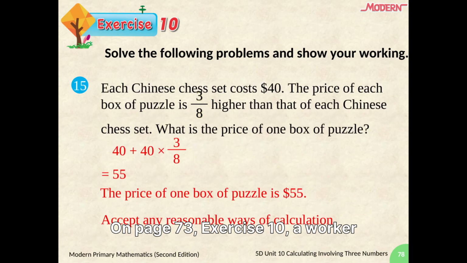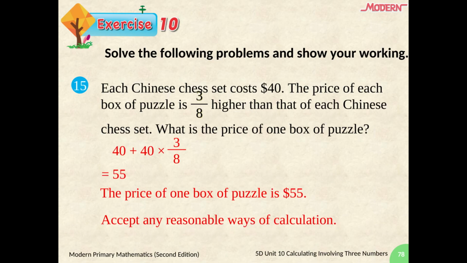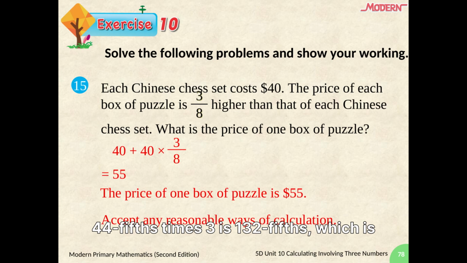On page 73, exercise 10, a worker has 3 buckets of paint, and each bucket holds 8 4/5 liters. After using 19 7/10 liters, how much is left? The thinking way here is multiplication then subtraction. First, find the total paint. 8 4/5 times 3. 44/5 times 3 is 132/5, which is 26 2/5 liters total.